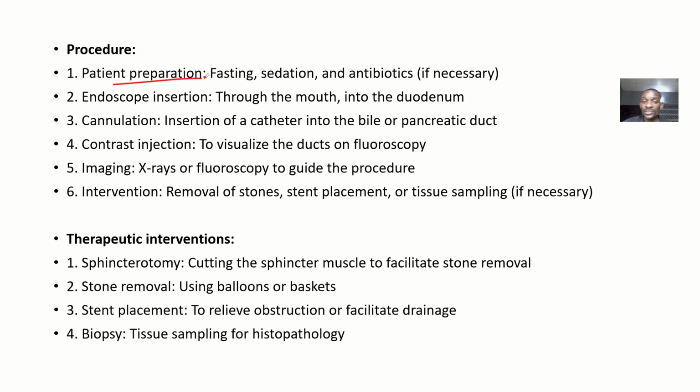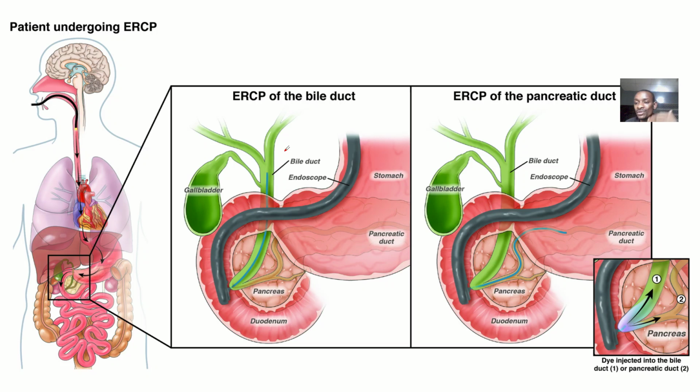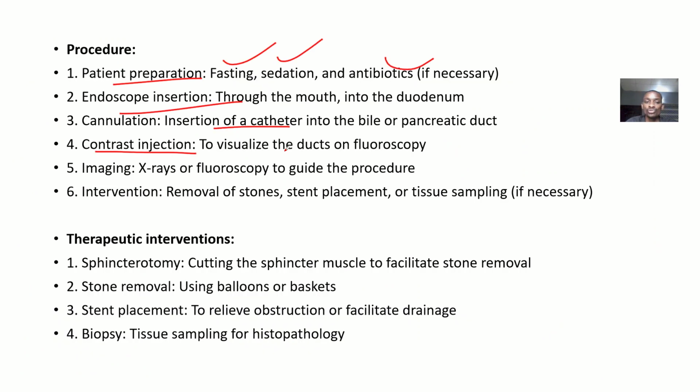Now talking about the procedure, patient's preparation. If you want to do this, of course the patient will not eat for some time, so the patient will fast. Okay, sedation and antibiotics if necessary. Sedation is basically like you give anesthesia, make the patient sleep off. Okay, then endoscopic insertion is through the mouth into the duodenum. Alright, cannulation now, that's insertion of the catheter into the bile or pancreatic duct. Okay, then contrast injection. You are adding a contrast just so you could have a clearer view of everything, to visualize the duct on the fluoroscopy.